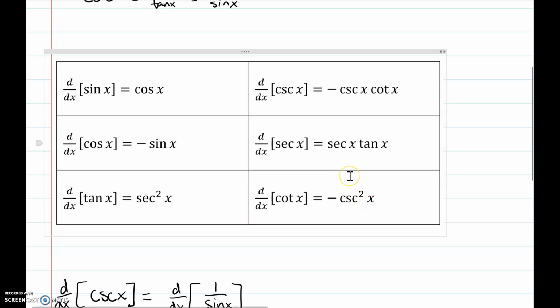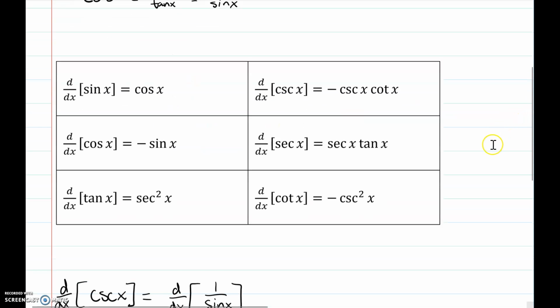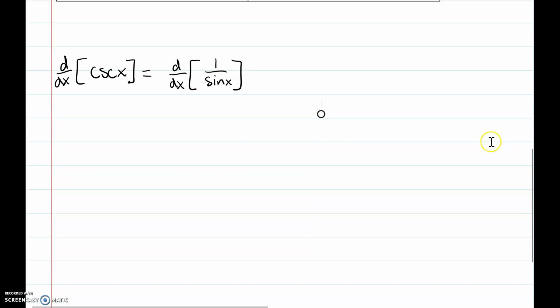So we'll do one example where we will use the quotient rule to figure out what the derivatives are. Because if we know sine and cosine, since all of these are just a fraction that involves sine and cosine, we can use the quotient rule to find the derivative of any of these if we happen to not remember exactly what it is off the top of our heads. So to find the derivative of cosecant of x, we would rewrite that as 1 over sine of x, and we will apply the quotient rule.